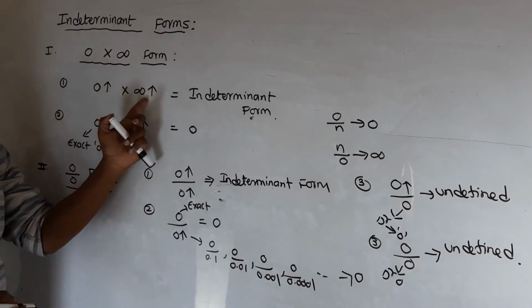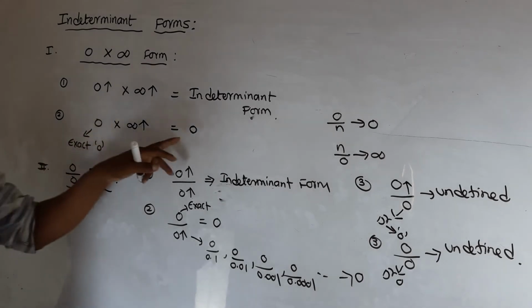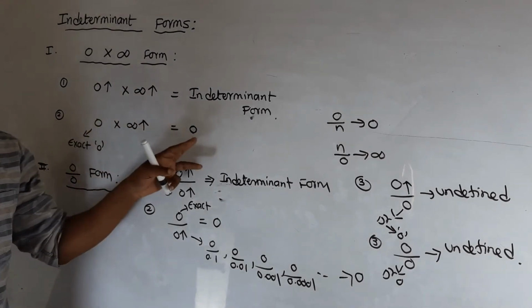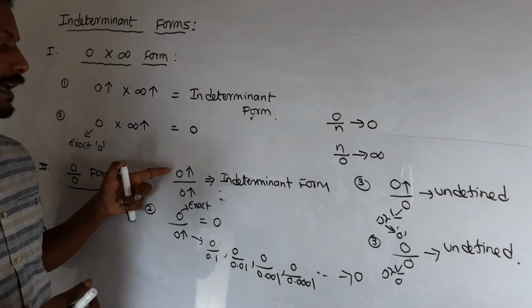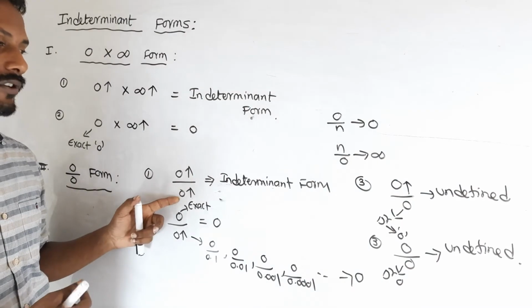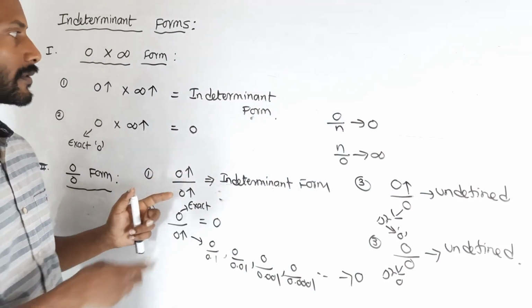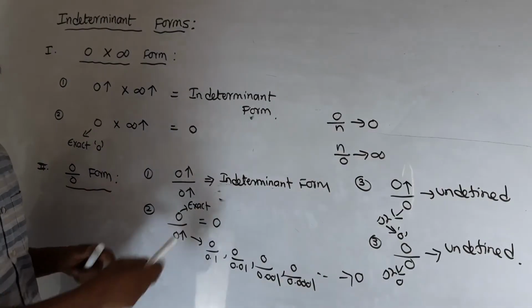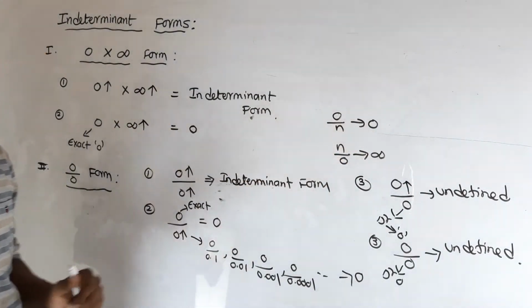Approaches 0 into approaches infinity is an indeterminate form. Exact 0 into anything is 0, so that is a determinate form. Now the 0 by 0 form: numerator approaches 0, denominator approaches 0. Then infinite or undefined values are both possible. I already said 0 into infinity is an indeterminate form. Numerator exactly 0, 0 by anything is 0.